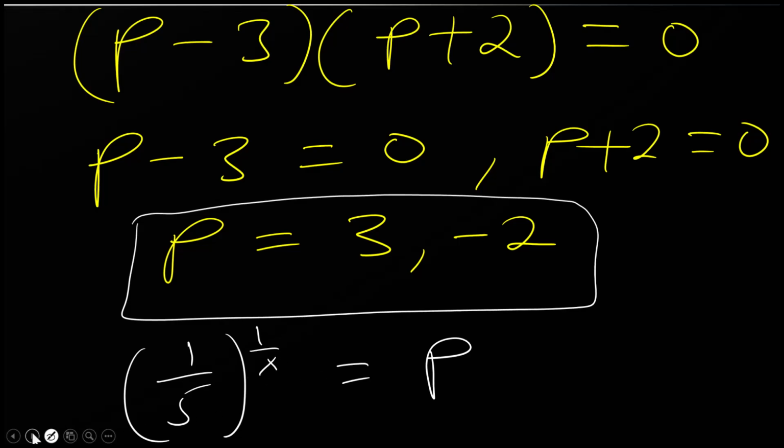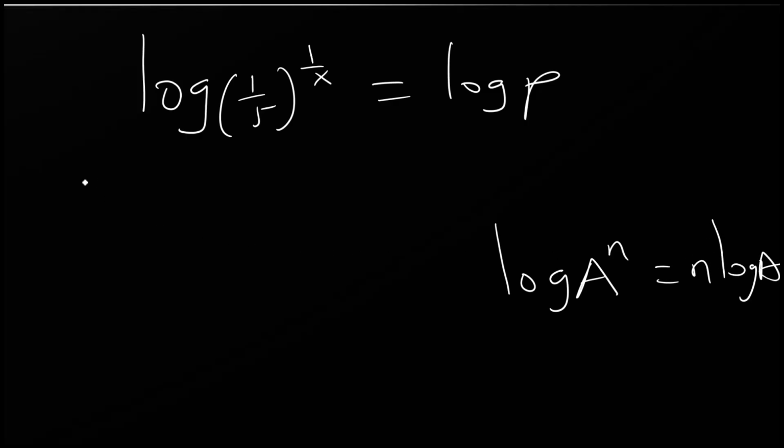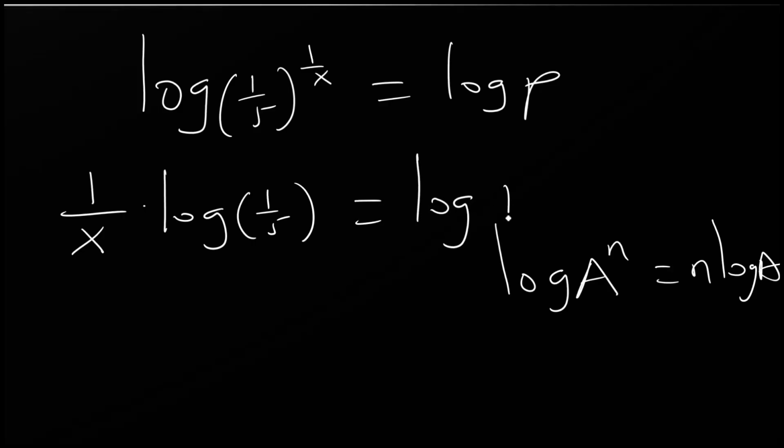So that equals log p. This one is a power rule: when given log a to the power n, it is the same as n log a. So that will be 1 on x times log 1 on 5 equals log p.